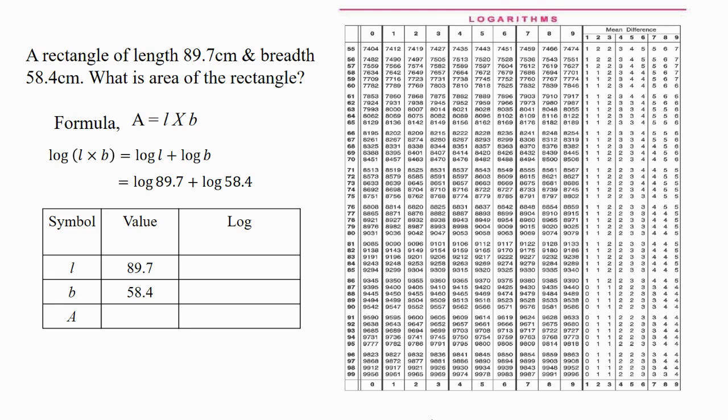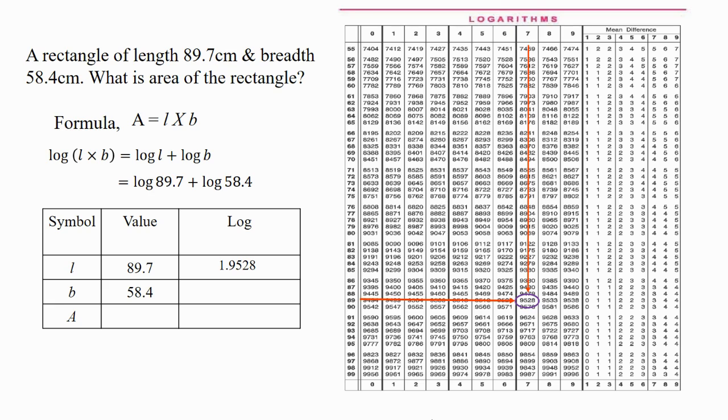Now let's find out its mantissa. For that, let's consider 89 in the very first column. Along the 89 row, observe the value under the 7 column. So the log value is 1.9528, where 1 is the characteristic of the given number and 0.9528 is the mantissa.